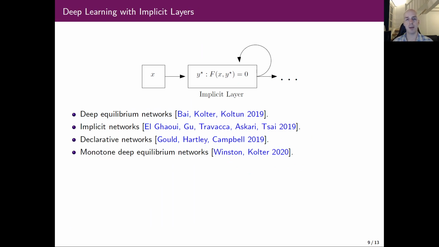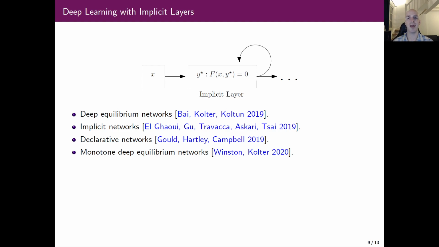Shifting gears now to applications, let's discuss deep learning with implicit layers. An implicit layer is defined not by how it acts on the input to the layer, this would be an explicit layer, but rather an implicit layer is defined by which properties we want the output of the layer to satisfy.